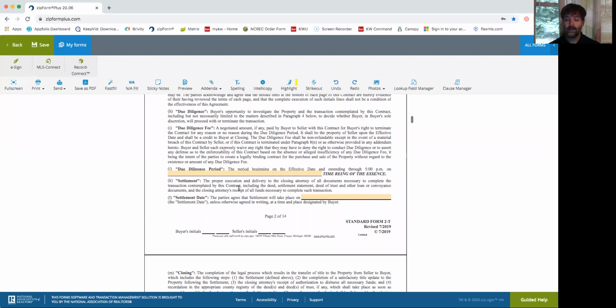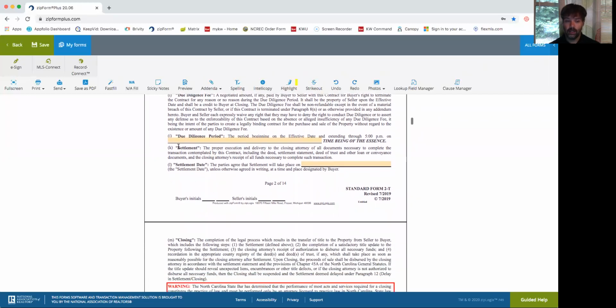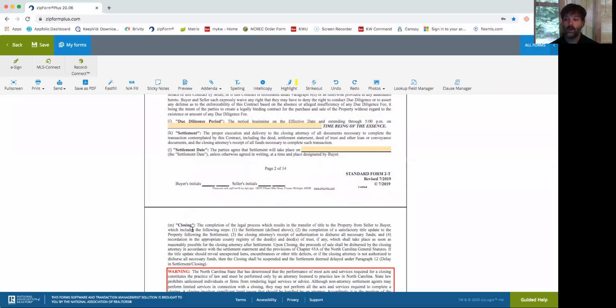Settlement. Settlement is different than closing, and you'll notice that they are defined differently here. Settlement is when everybody comes together to sign the paperwork. The settlement date is the closing date. This is when we want to close, and this is important: this is not a "time is of the essence." This is our goal. Our target date to close is here. And so on the settlement date, we want everybody to try to come and close or sign the documents, and then closing is when it's actually recorded.